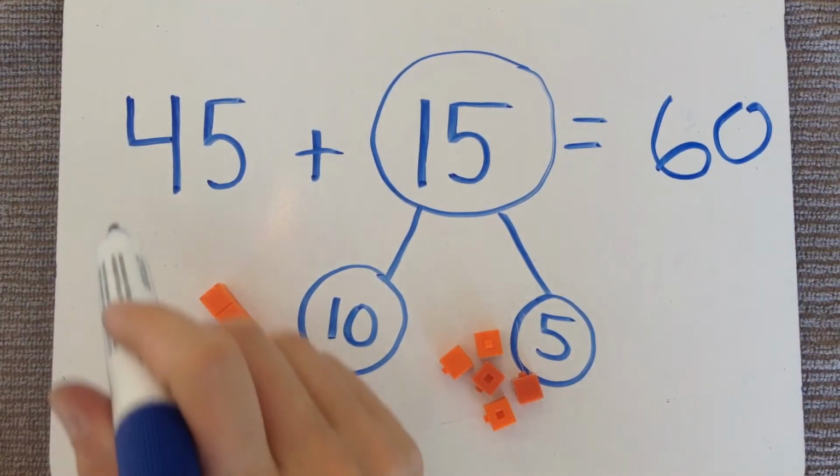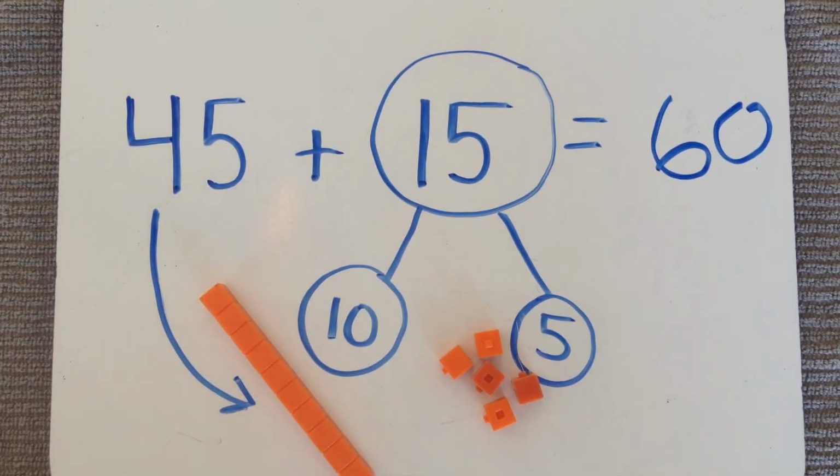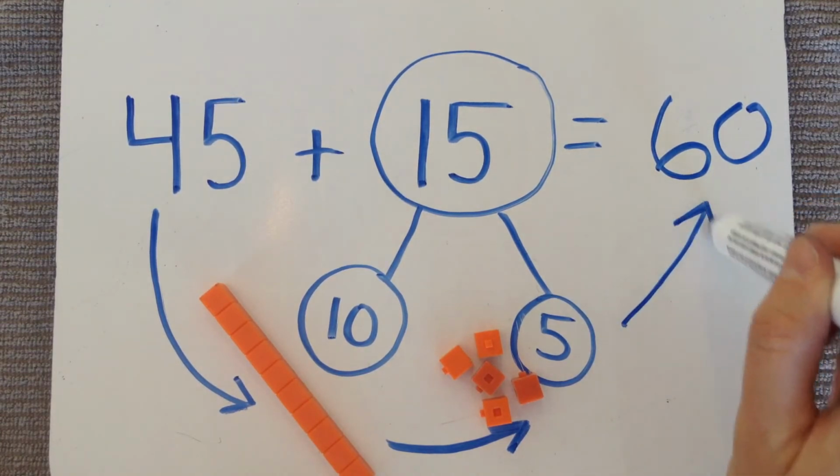This is the pathway I took. 45, and then I got 10 bigger. That got me to 55. Now I'm going to count by fives. 55, 60. And that gave me my answer.